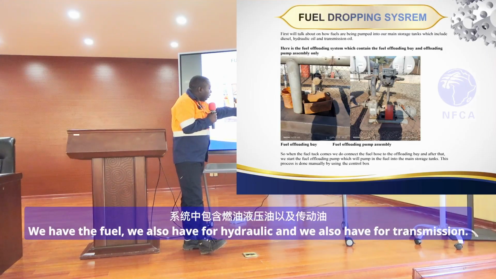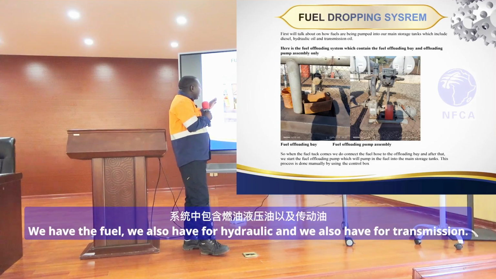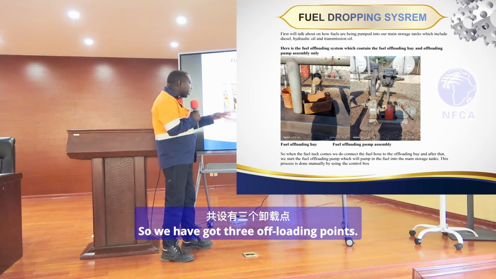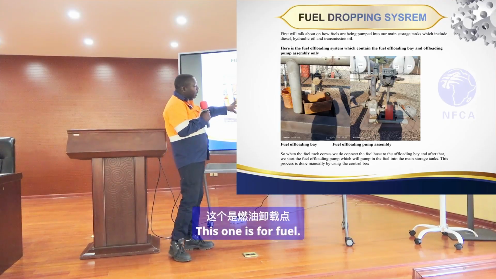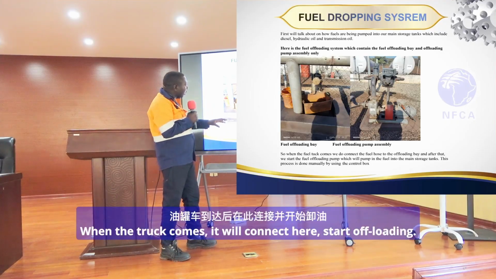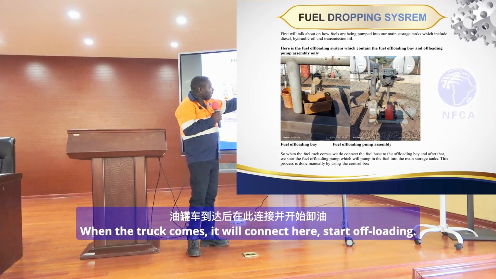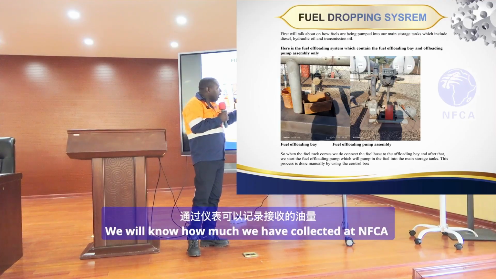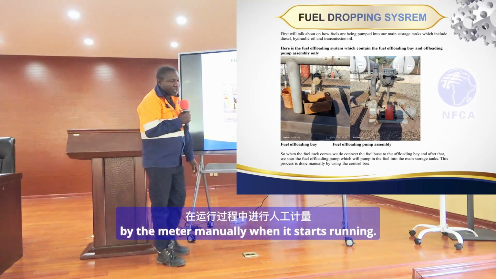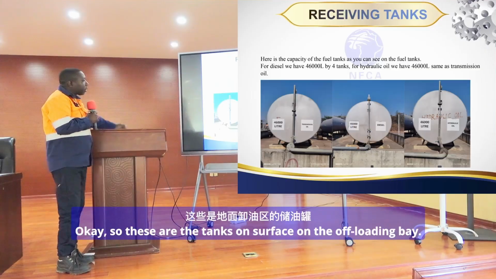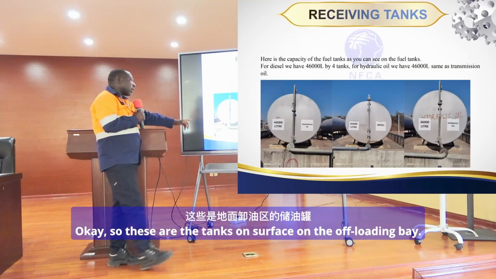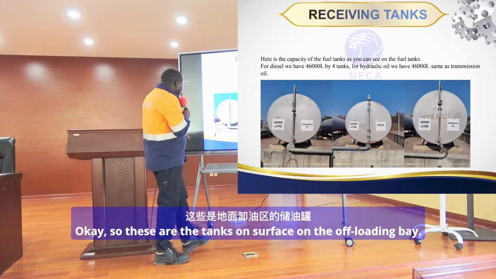We have the fuel, we also have hydraulic, and we also have transmission. So we have three offloading points. This one is for fuel. When the truck comes, it will connect here and start offloading. We will know how much we have collected as NFCA by the meter, manually, when it starts running. These are the tanks on surface at the offloading bay.